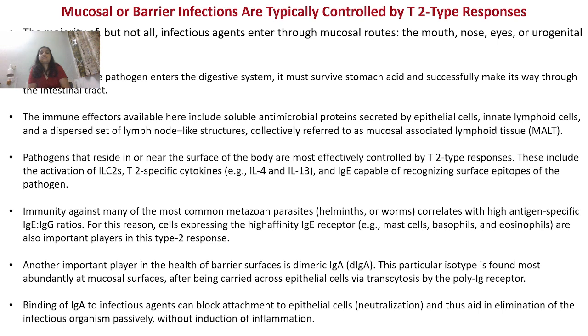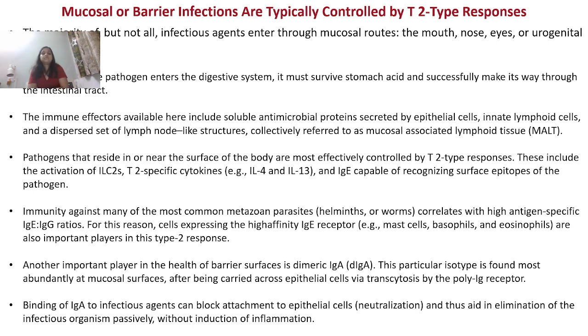Immunity against many of the most common metazoan parasites, for example helminths or worms, correlates with a high antigen specific ratio. For example, there should be a high ratio of IgE to IgG. So whenever there is any parasite infection like helminths or worms, the ratio of IgE to IgG will be more. From there also you can detect what kind of infection you are having by just doing a test.